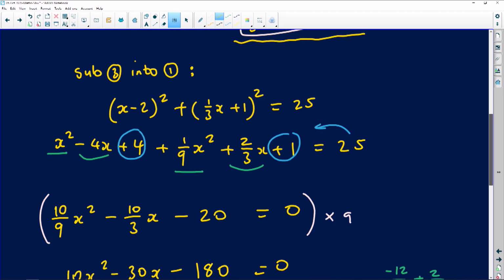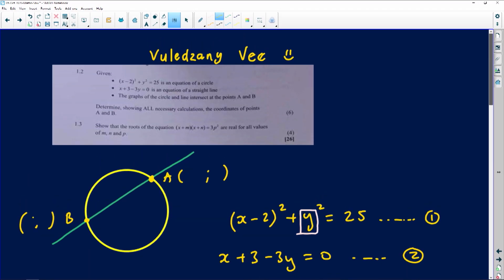Right. Now let's continue to the second part of this question. It's one of the sections that troubles grade 12s a lot. They're saying to us here: show that the roots of the equation (x + m)(x + n) = 3p squared are real for all values of n, p, and q.